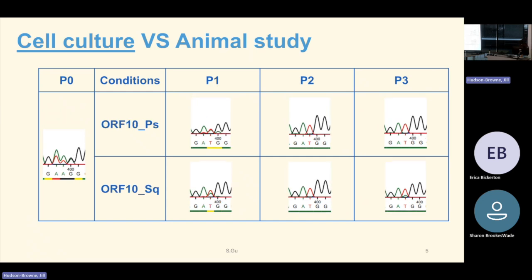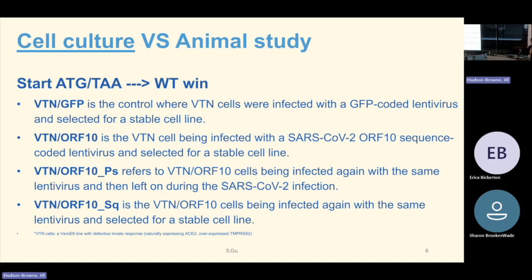So I wanted to see if I could generate a more saturated version of those stable cell lines. Based on the ORF10 stable cell lines I generated previously, I infected those cell lines again with the same lentivirus. This time, the plus condition is where I leave the inoculum on during SARS-CoV-2 infection, and the sequential one is where I wash the supernatant off before SARS-CoV-2 infection. The conclusion is that the wild type always wins in these specific cell lines.